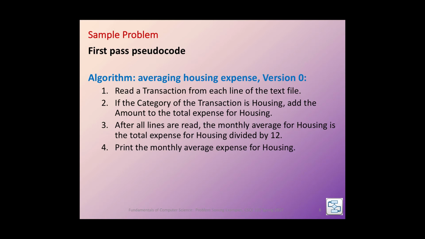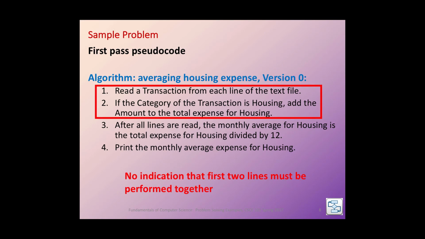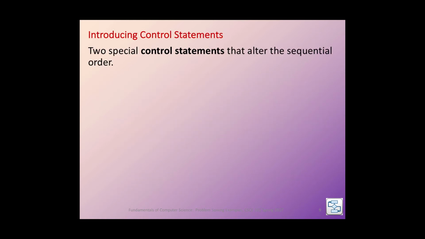This isn't quite correct. The reason is there is no indication in the way this pseudocode has been written that lines 1 and 2 have to be done together for each line of the text file. These must be performed together. So how would we actually do that?